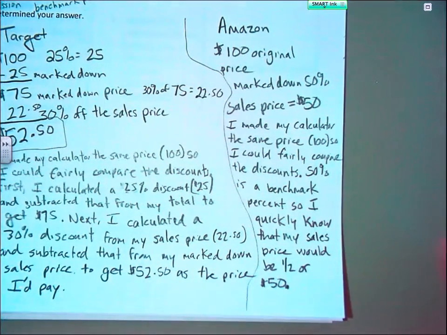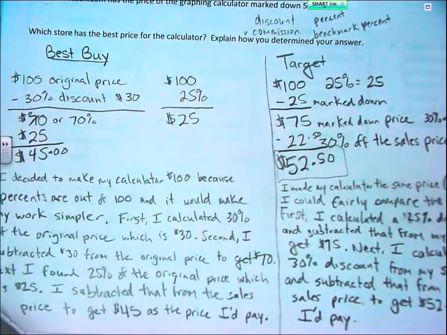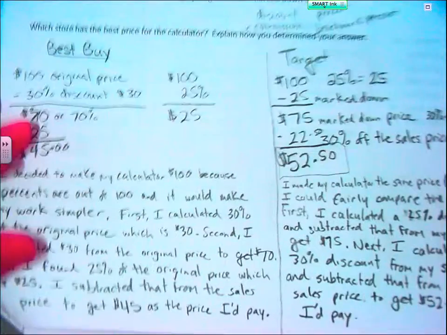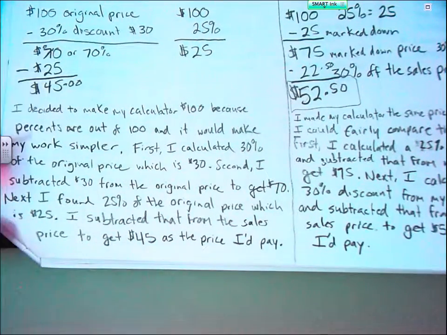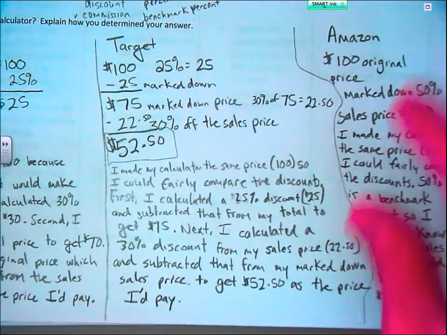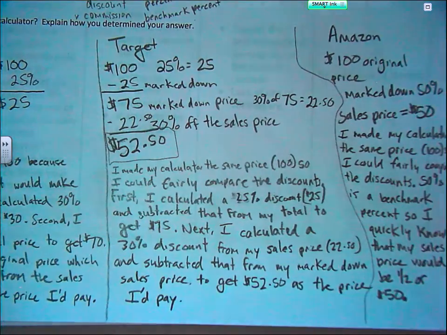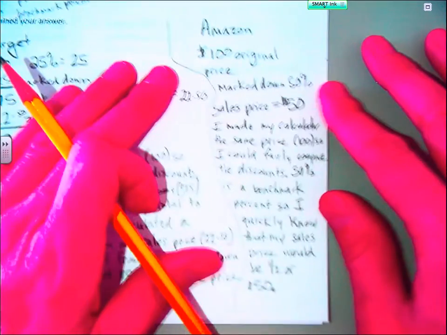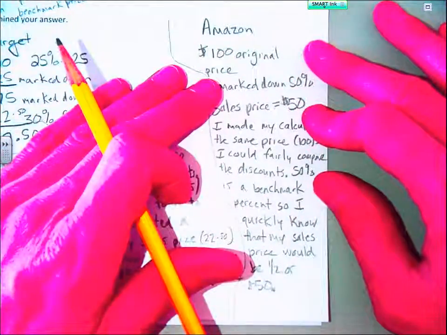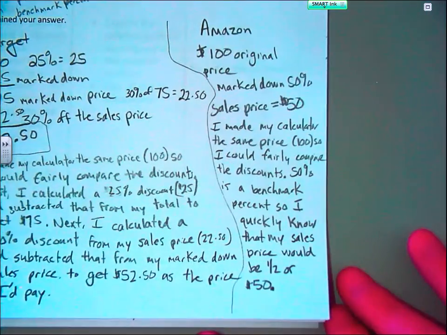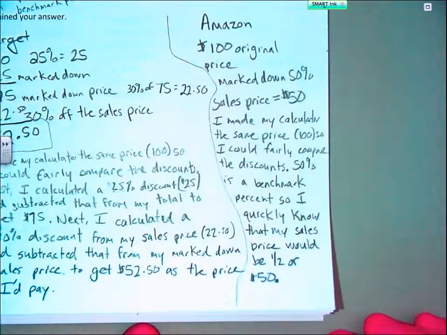So let's talk about what we've done so far. We went through the Best Buy deal. We showed what it would be. We wrote it out and explained the steps that we took to get there. Then we went through the Target deal. We showed what it would be. We explained the steps to get there. Then we went through the Amazon deal. We showed what it would be. Then we explained the steps it would take to get there.